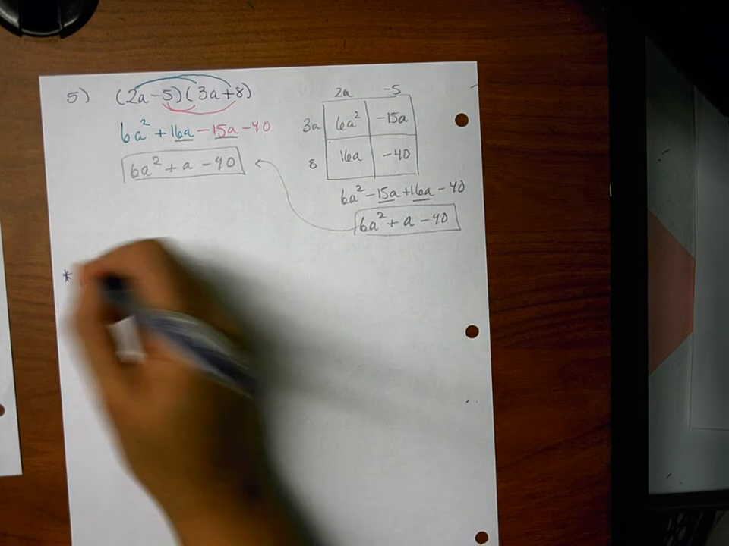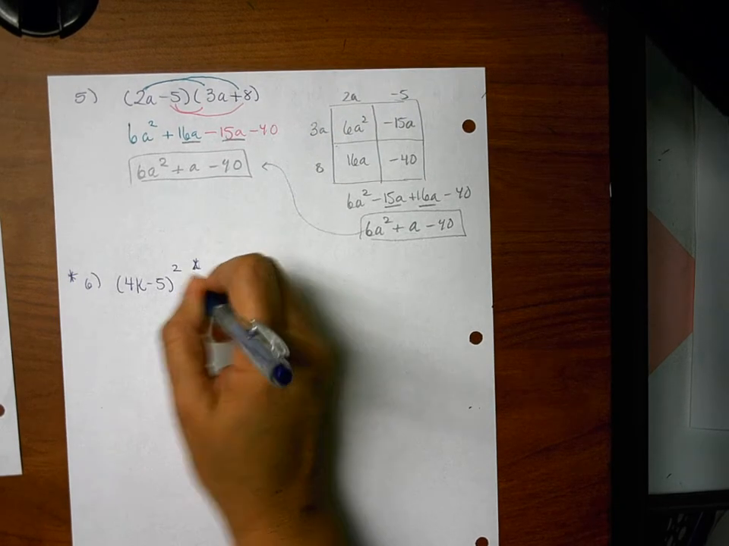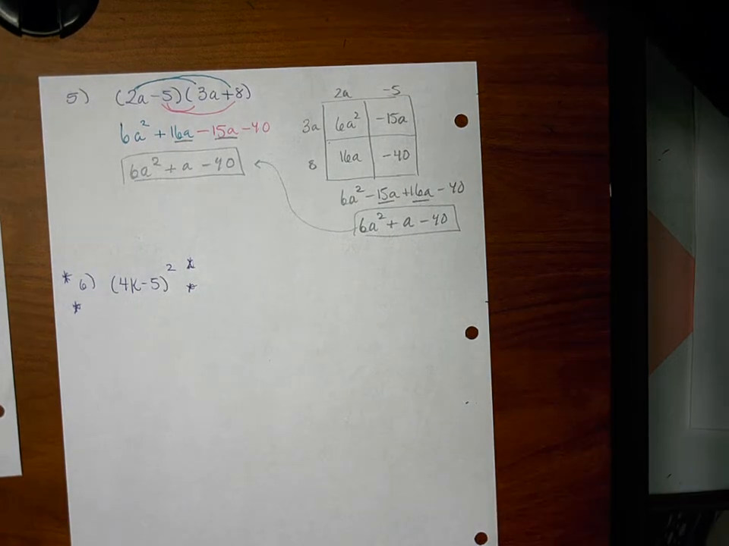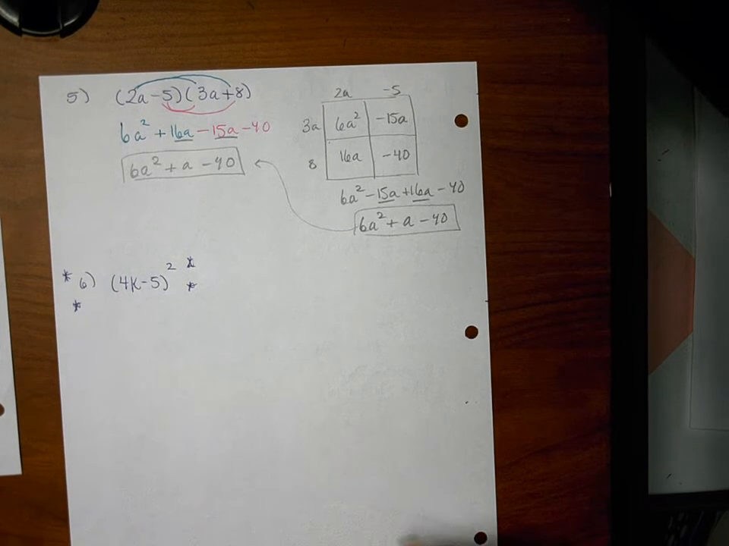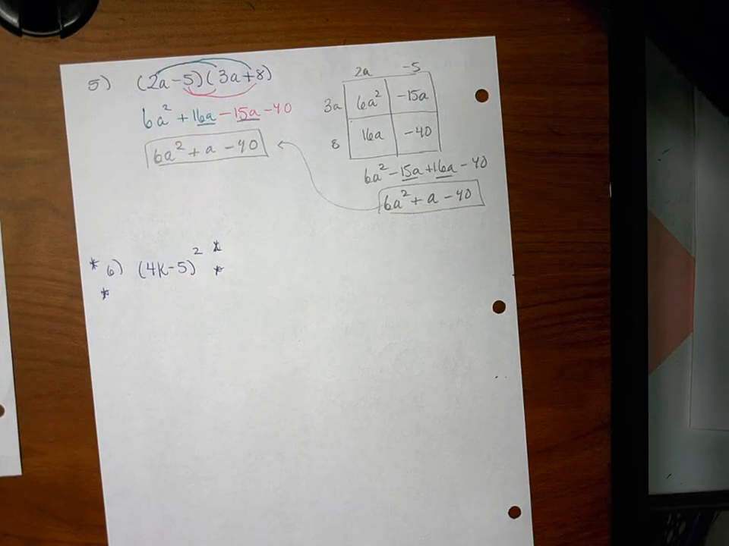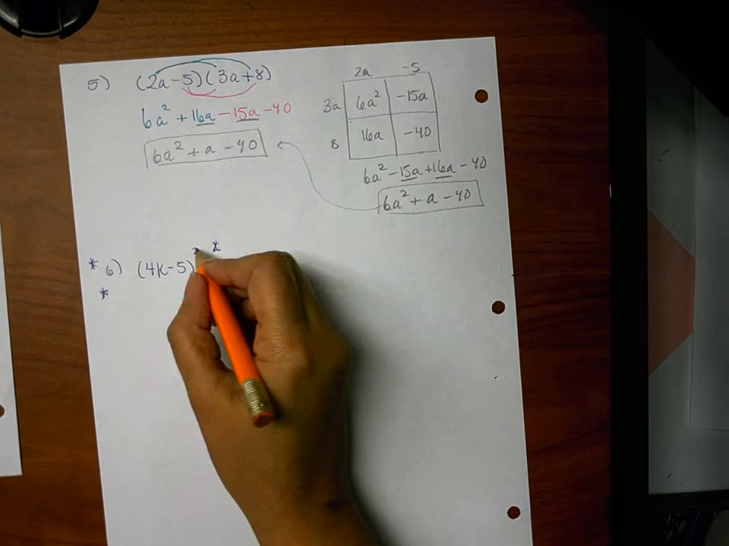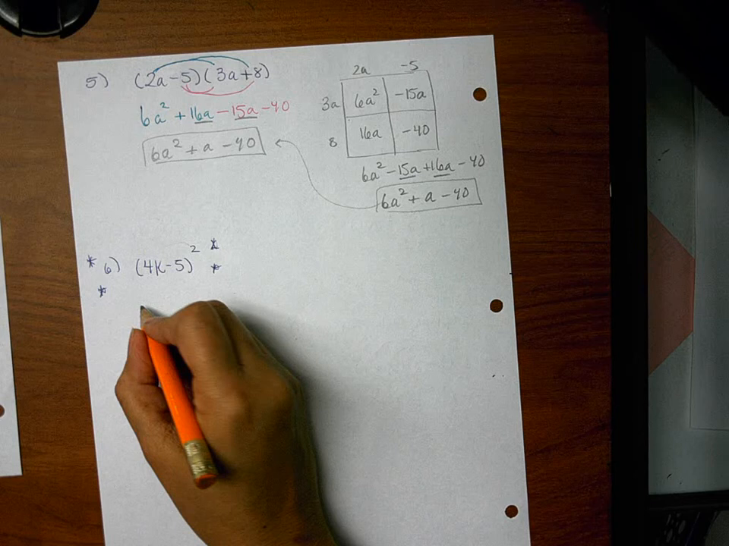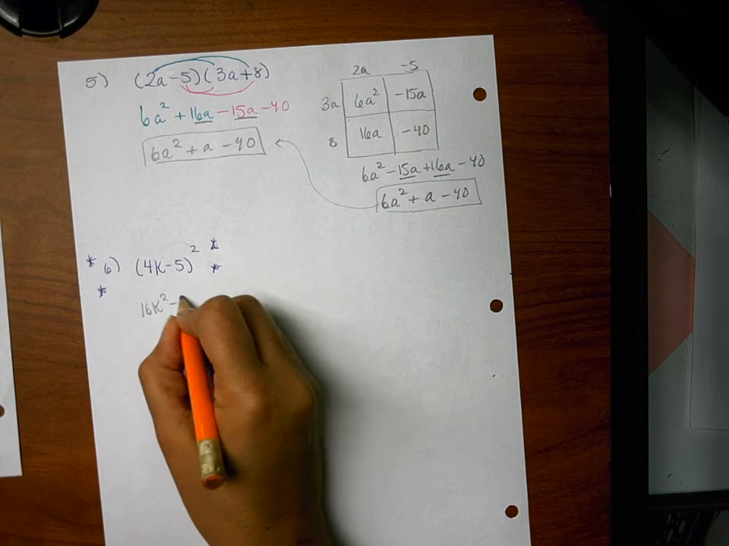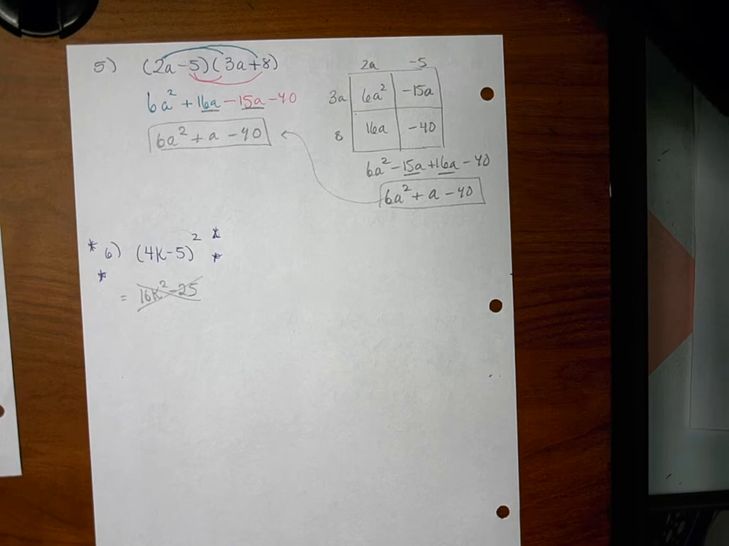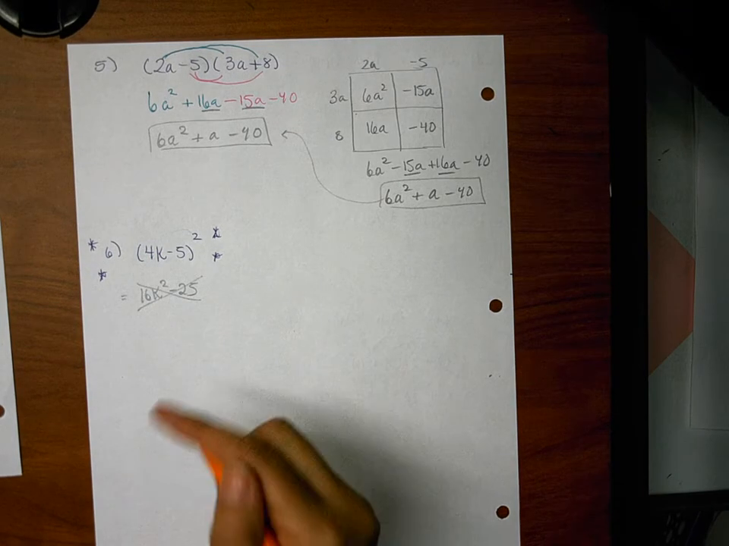4k minus 5 quantity squared. I'm going to put a star by this one, a few of them, because a lot of kids mess this up. Even in higher level math classes, we'll still have kids messing this up. So please, please, please never do this. This is a big mistake kids make. We just spent a lot of time last unit talking about distributing exponents, and they'll say, oh, I'm going to distribute, and that's 16k squared minus 25, and that is a huge mistake.